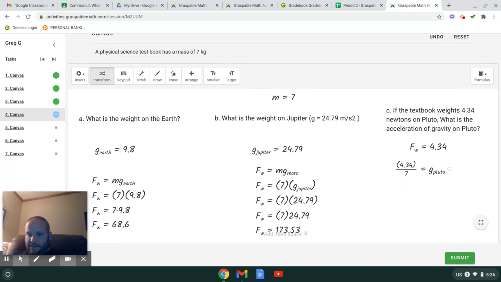It's going to let me divide. I've got to get rid of my parentheses again there. Then I click, and it's going to tell me up here that it says try to double tap. So I have to double tap my line, and that gives me my division problem. The acceleration of gravity on Pluto is 0.62, and that would be meters per second squared.